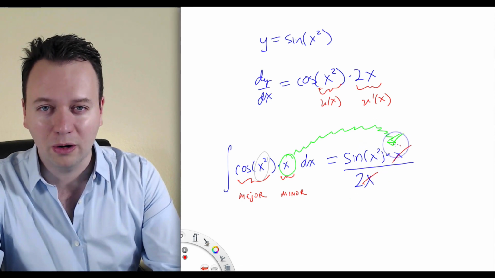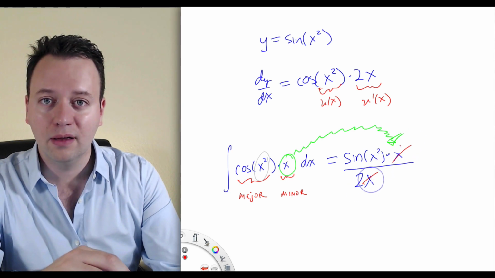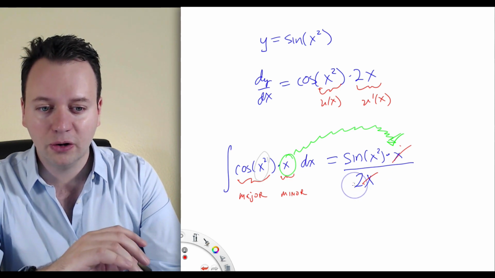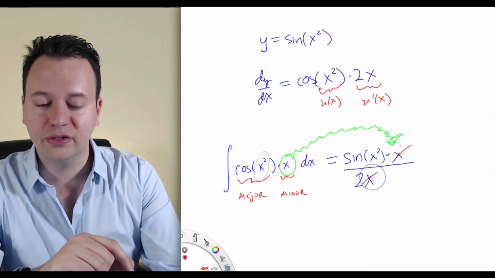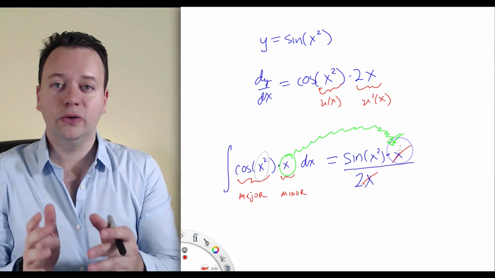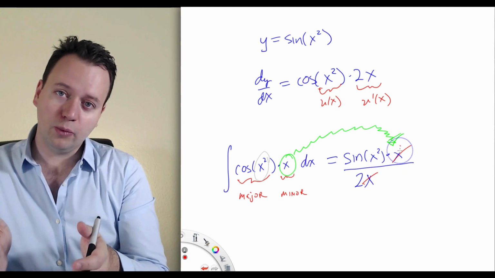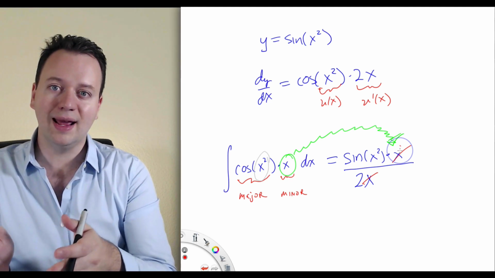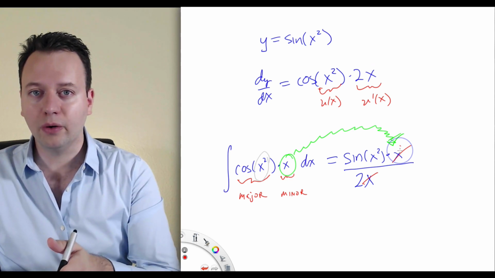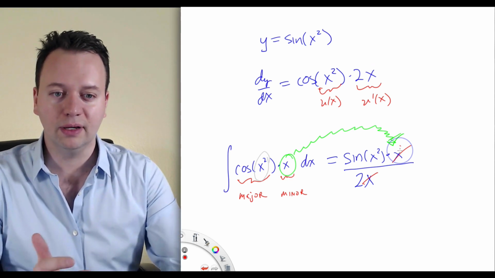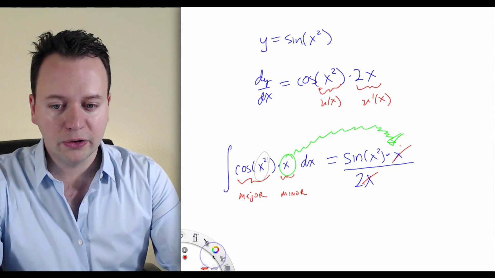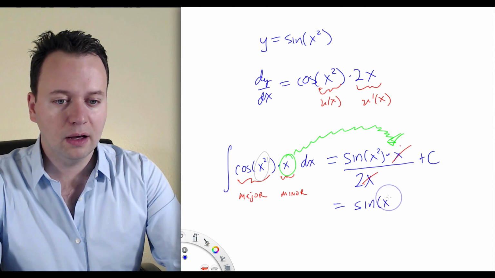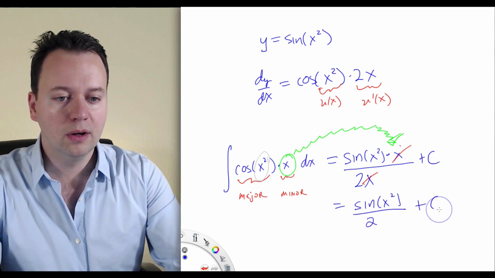And it only works if you can cancel out all of the functional dependency on x. So the constants are okay. This 2 out here is okay. But this x has to be canceled out with the minor. So everything in the minor has to cancel when you divide by the derivative of the inside. The minor and the derivative of the inside have to basically cancel out perfectly, except for a constant multiple. And of course we need plus c. So this is sine of x squared over 2 plus c.